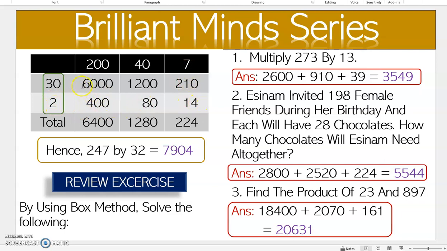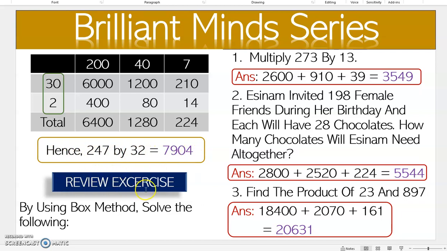And so when you sum them up, 6,000 plus 400 gives us 6,400. 1,200 plus 80 gives us 1,280. And then 210 plus 14 gives us 224. Therefore, 247 by 32 will give us 7,904.